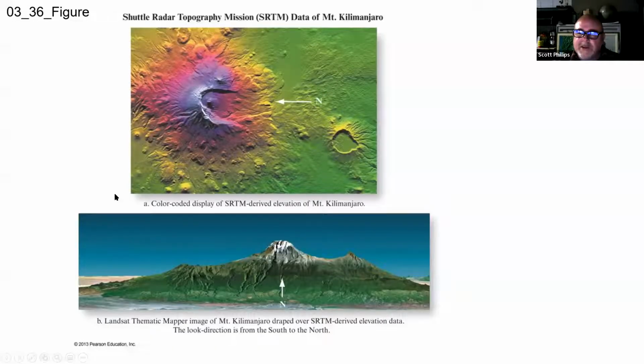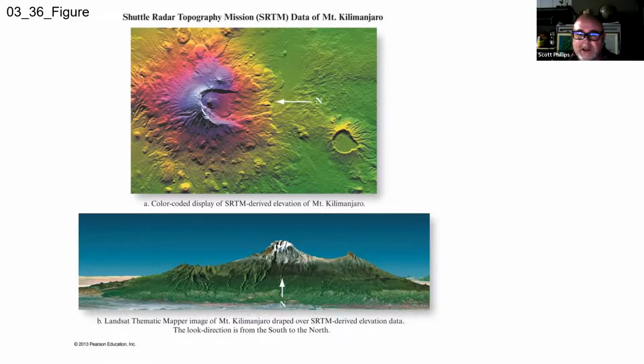Now, radar can work in a similar way, and this is from a mission called the Shuttle Radar Topography Mission, SRTM, which was actually, when I took remote sensing in the early 90s, a big deal. This is where they used radar. Radar can be used over a very large area to get pretty good elevation information, not as precise as LiDAR. It has some advantages in that it works at night.